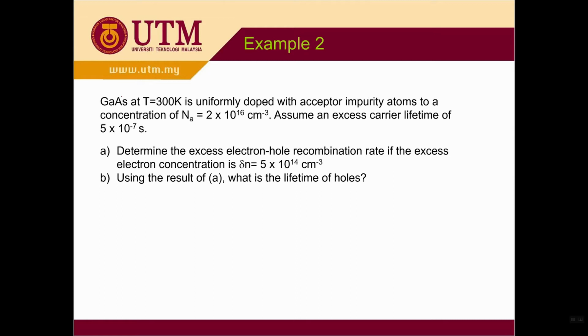For example 2, you're looking at gallium arsenide at temperature 300 K, uniformly doped with acceptor. Now this question, we change it to acceptor. That is why you got this Na there. The excess carrier lifetime is 5 times 10 to the power negative 7 second. What do you want to get? We want to get the excess electron-hole recombination rate. If the excess electron is delta N, 5 times 10 to the power 14, and using result A, what is the lifetime of hole?